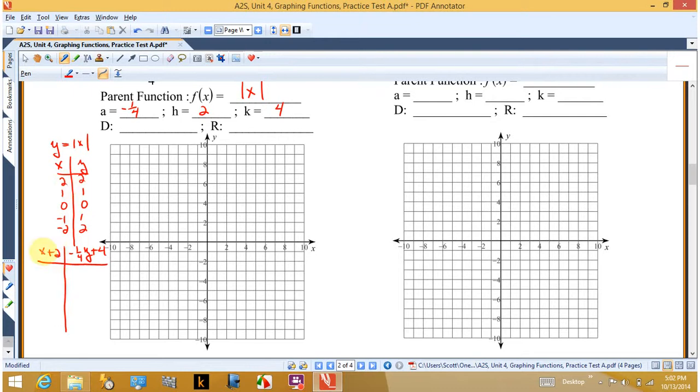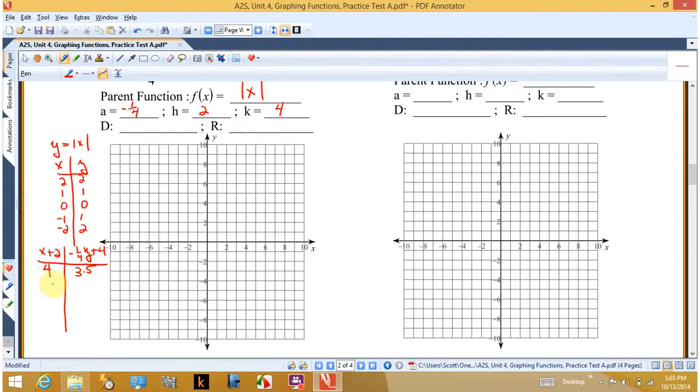So 2, over here the X is 2 plus 2 is 4. Now I'm going to plug this 2 into this equation. I get a negative 1/4 times 2. That's a negative 2/4, negative 1/2. Negative 1/2 plus 4 is 3.5.